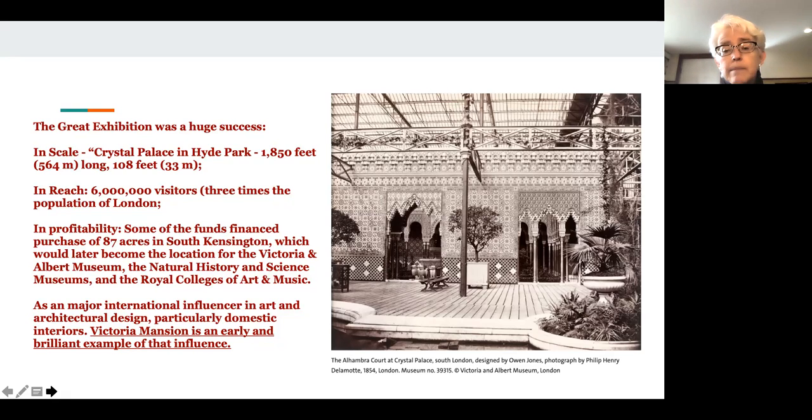And over here on the right, the Crystal Palace in Hyde Park was dismantled and then moved to Sydenham in South London. And in there, Owen Jones actually recreated a version of the Alhambra Palace based on his treatise. We can see it right here in this photo taken in 1854. So Owen Jones really is an important figure to understand, I believe, in how we see the Turkish smoking room in the Victoria Mansion today.